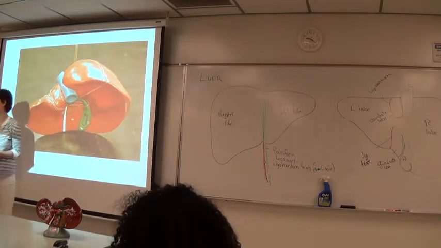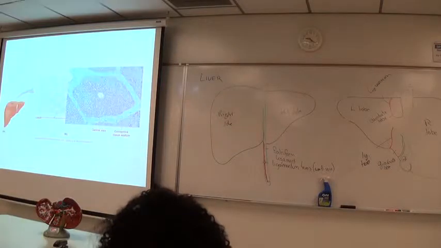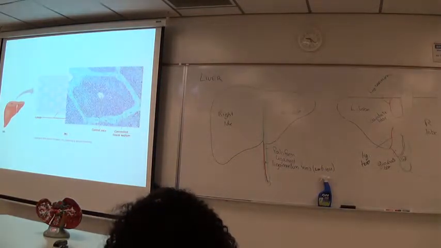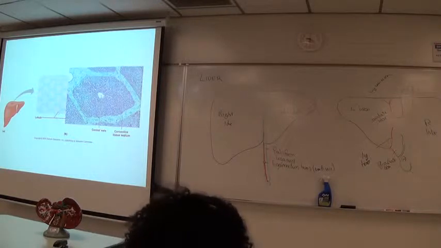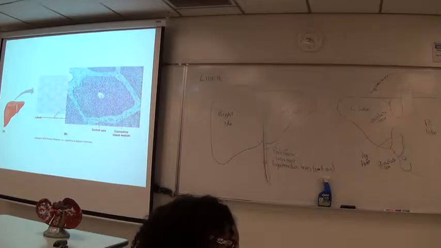All right, so that leads us to the vascular pattern and cellular structure of the liver. Go ahead and take a picture of what I have on the board, because I'm going to be drawing some cellular information here.